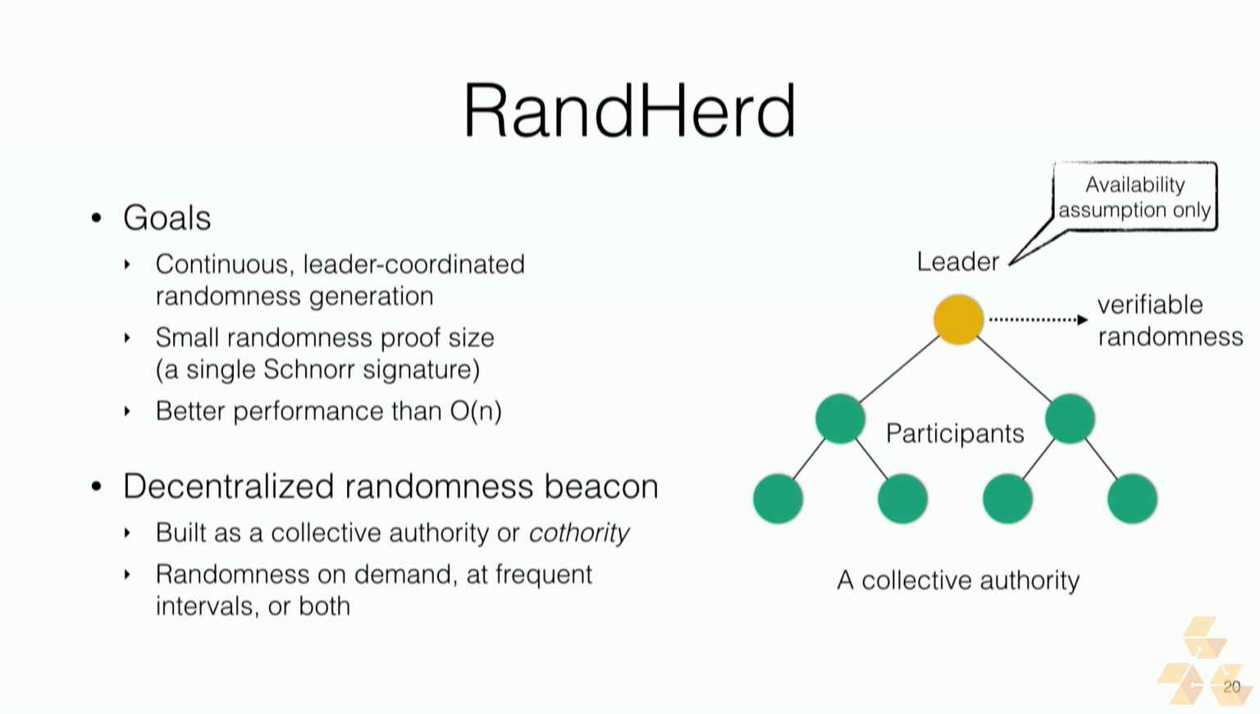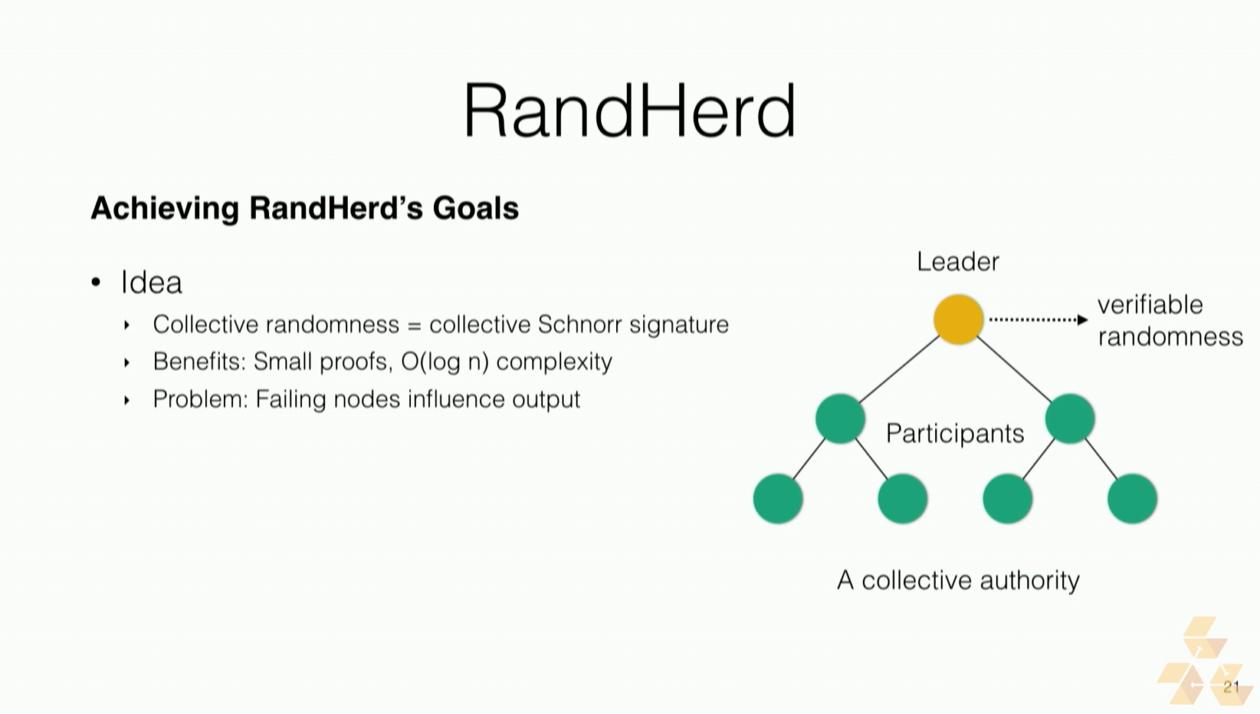How we do that is we designed RandHerd to be a decentralized randomness beacon, and it's built as a collective authority, or coauthority for short. RandHerd can generate randomness on demand or at frequent intervals, or both. The idea is that the collective randomness is nothing but a collective Schnorr signature where all the participants contribute to the output.